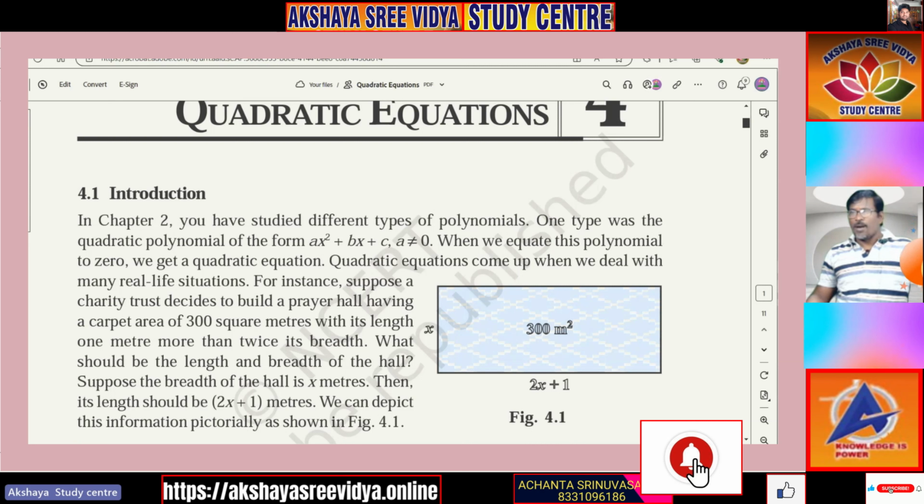Quadratic equations come up when we deal with many real life situations. For instance, suppose a charity trust decided to build a prayer hall having a carpet area of 300 square meters with its length 1 meter more than twice its breadth. What should be the length and breadth of the hall? Suppose the breadth of the hall is x meters, then the length should be 2x plus 1 meters. We can depict this information pictorially as shown in figure 4.1.